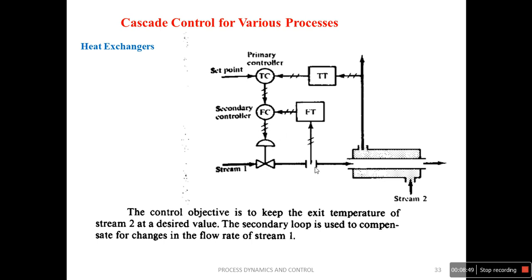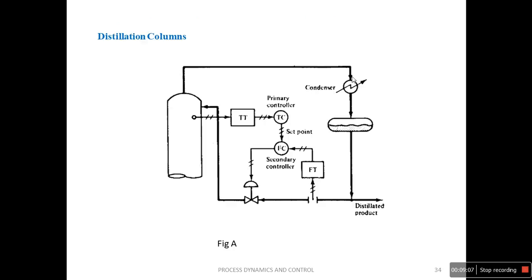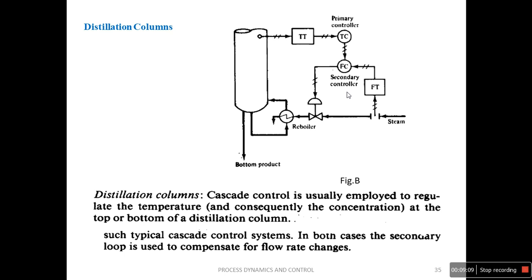So in the secondary process the flow of the steam 1 is measured and compared with the output of the primary controller, and this flow controller, which is called the secondary controller, will provide the required changes in the steam flow, and finally we are going to get the required temperature at our desired value. Now we'll consider another example. That is a distillation column.